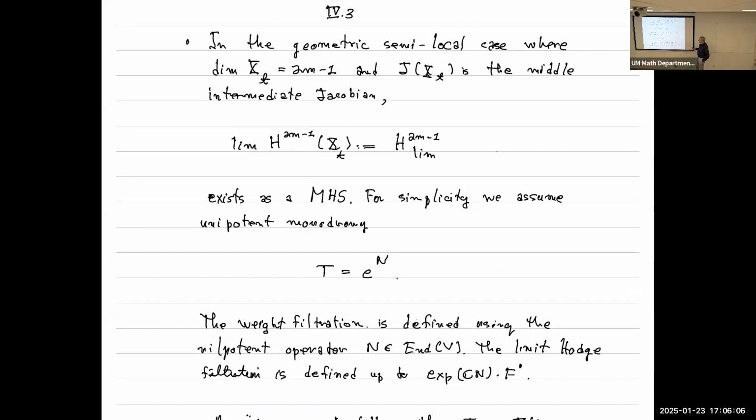So to close, let's go to the semi-local case in odd dimensions, where the limit of the Hodge structures, as a limiting mixed Hodge structure, is known. It's constructed from monodromy. The weight filtration is defined by the monodromy, which we can assume to be unipotent. So this is a nilpotent matrix, and one can use that to define the weight filtration. The limiting Hodge filtration is also defined, not exactly, only up to scaling by the exponential of the one parameter group generated by the log of monodromy. So one has a good picture of what happens to the Hodge structures.